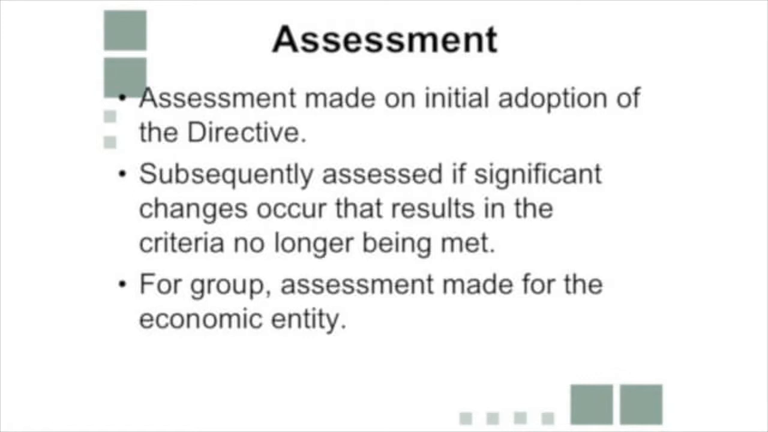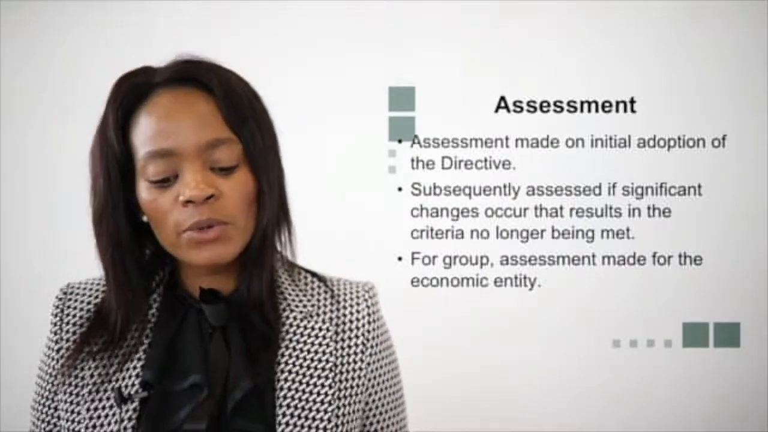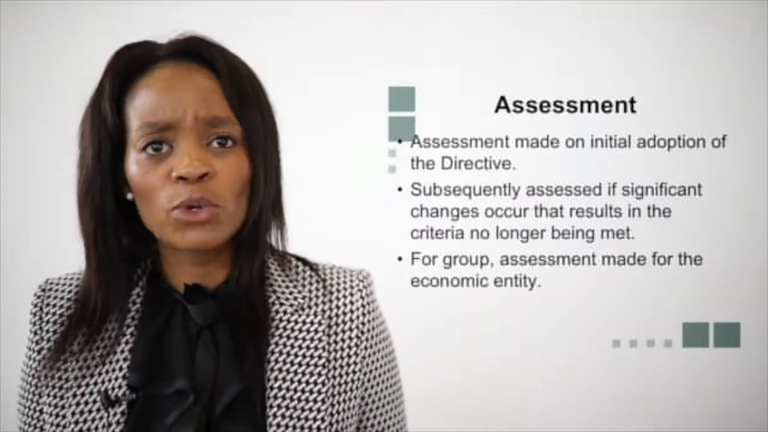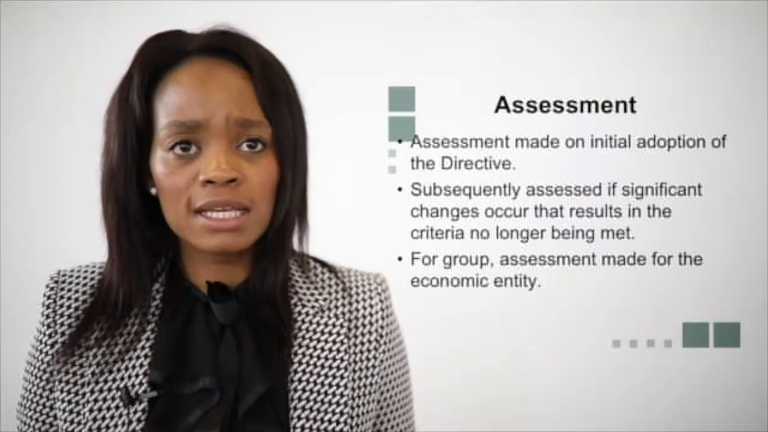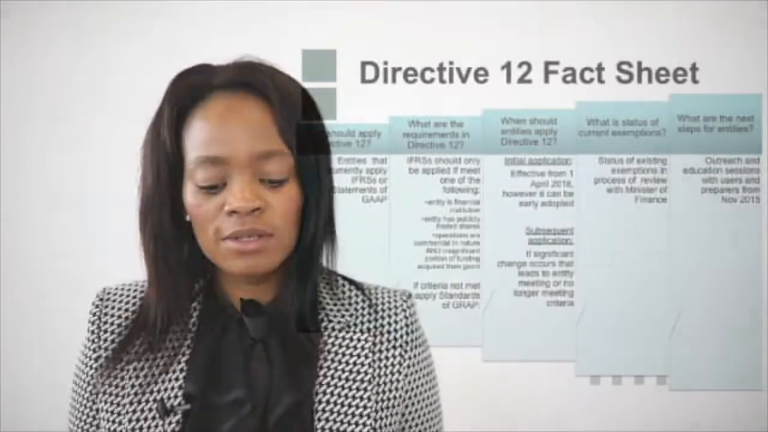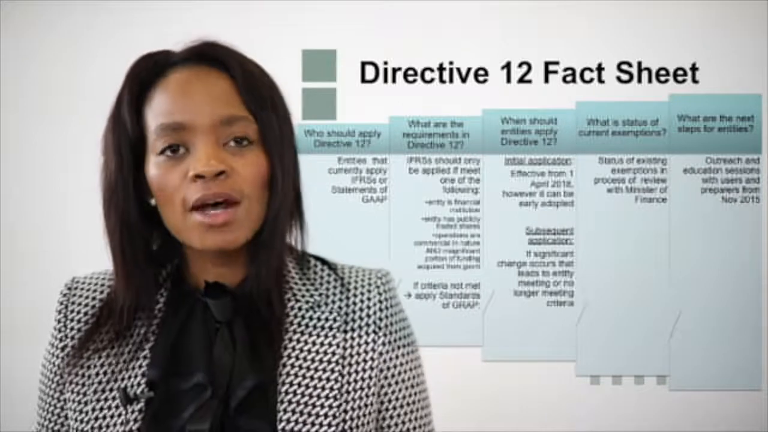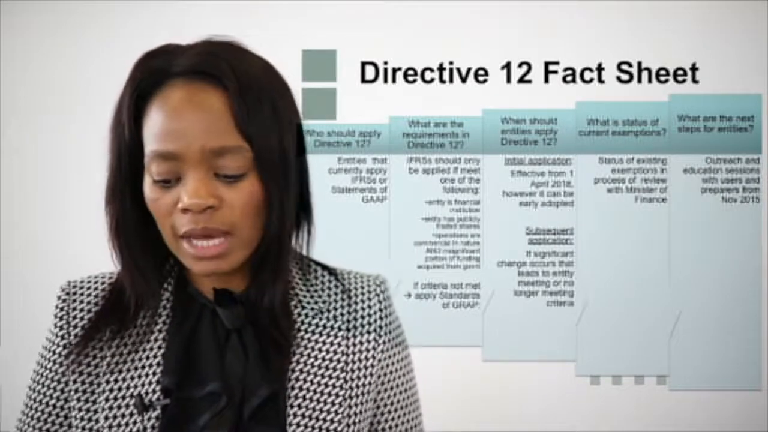When making this group assessment, you do it for the economic entity and not for the individual entities. So this therefore takes away the situation where you have entities within the group that are applying different reporting frameworks. So what's important is that it is the economic entity that will be assessed rather than the individual entities within that group. So I have taken you through the important requirements of Directive 12, when you are meant to do the assessment and how you are supposed to do the assessment.